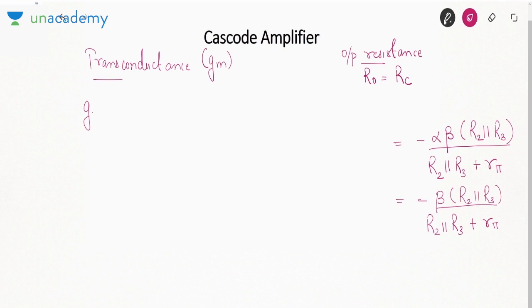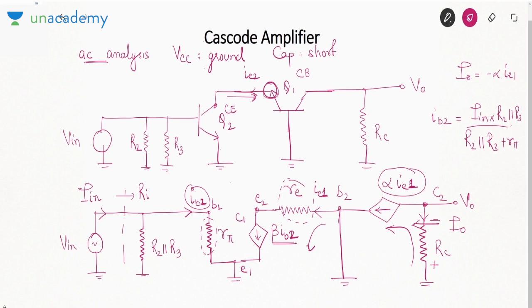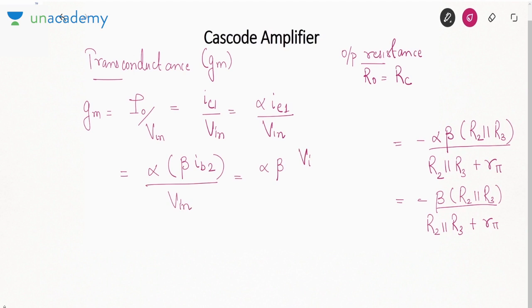Now, how to find transconductance? It is basically the ratio of the output current by the input voltage. Here the output current is from the second stage, the common base. So what is the output current here? It is alpha IE1, or you can say IC1, by V in. IC1 is actually equal to alpha IE1. This is the output current, alpha IE1 by V in. Now this alpha IE1 was equal to alpha beta IB2 by V in. Now this IB2 can be written as V in over R pi.